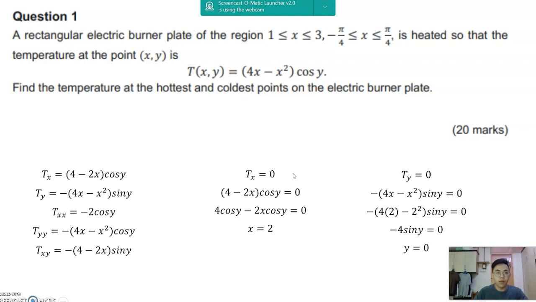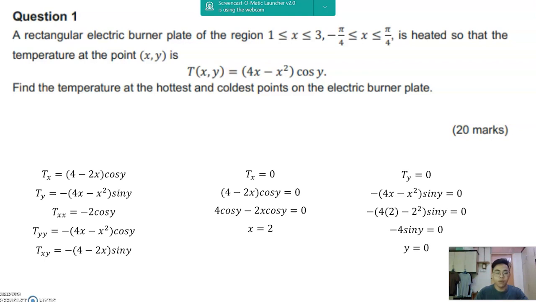So question 1 is that a rectangular electric burner plate of the region with limit x from 1 to 3, limit y from negative pi over 4 to pi over 4, is heated so that the temperature at the point (x, y) is 4x minus x squared times cos y. We need to find the temperature at the hottest and coldest point on the electric burner plate. The method we use is the local extrema method.